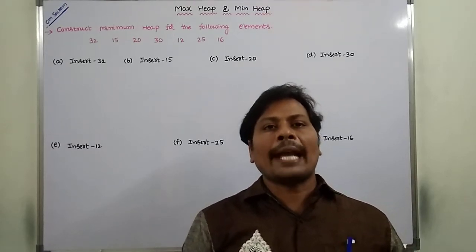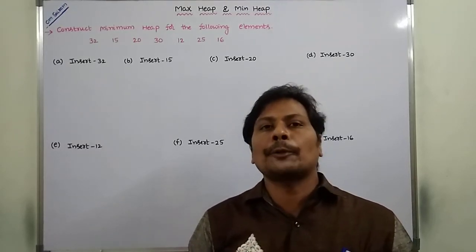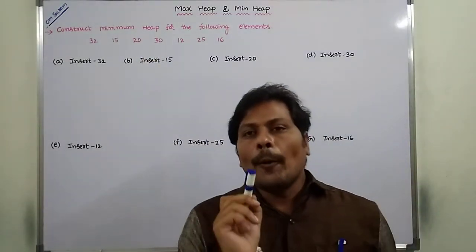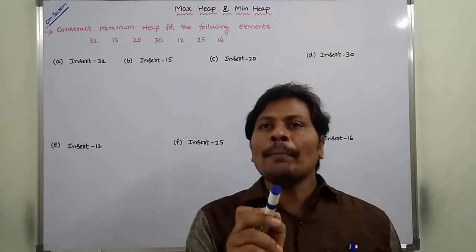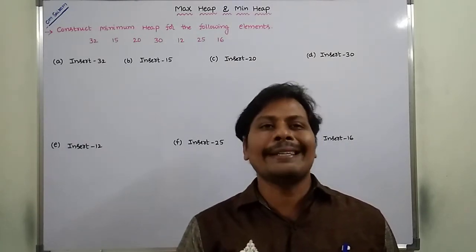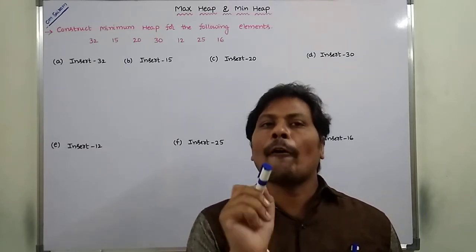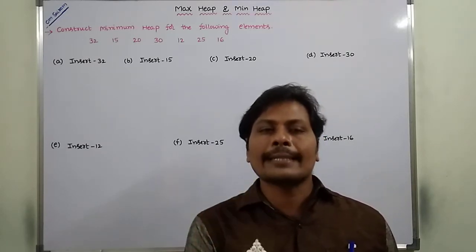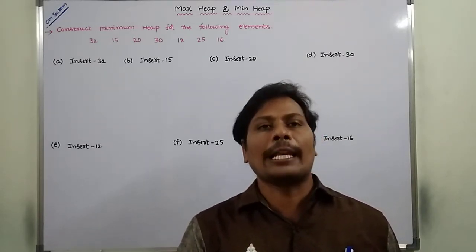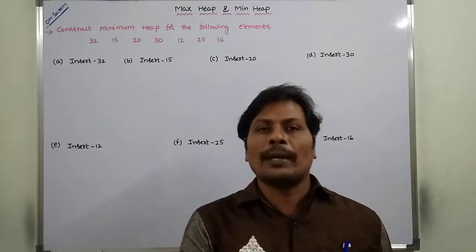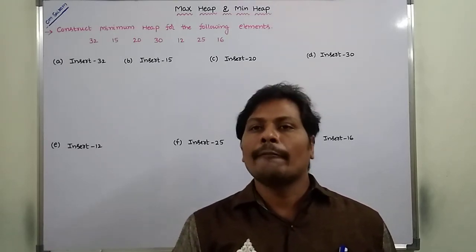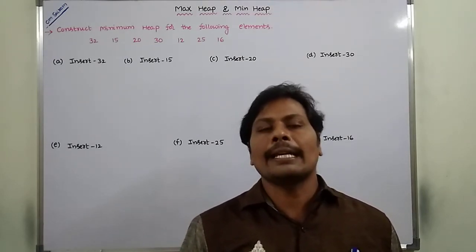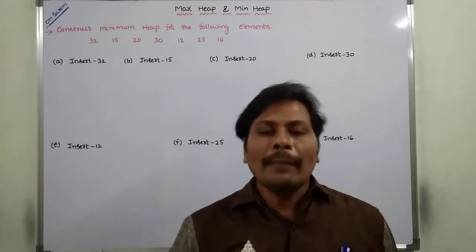After constructing the maximum heap, now we have to construct the minimum heap for the following elements. So what is a minimum heap? A minimum heap is a complete binary tree. It satisfies the following condition: the parent node's value is always less than its children's values. This property is the minimum heap property. Whenever this property is satisfied, that binary tree is called a minimum heap.